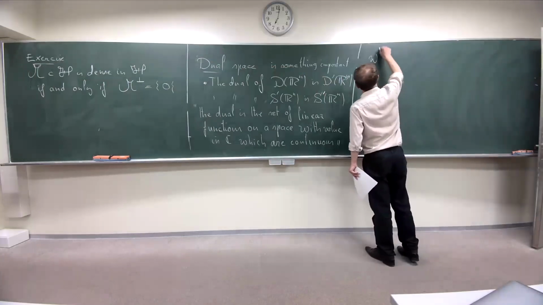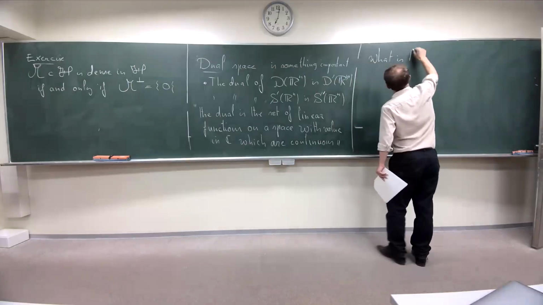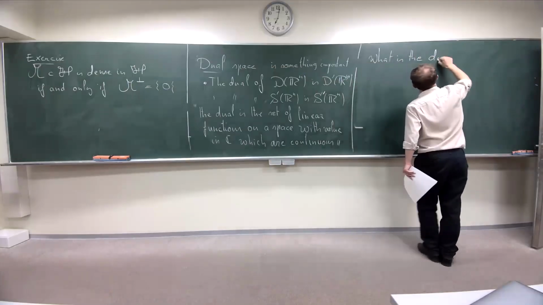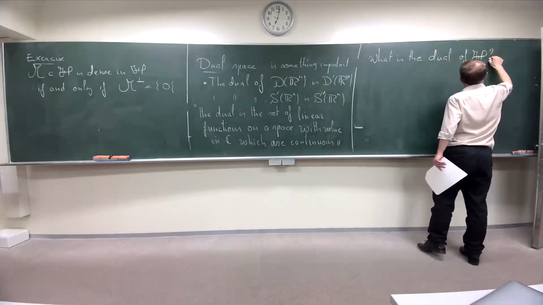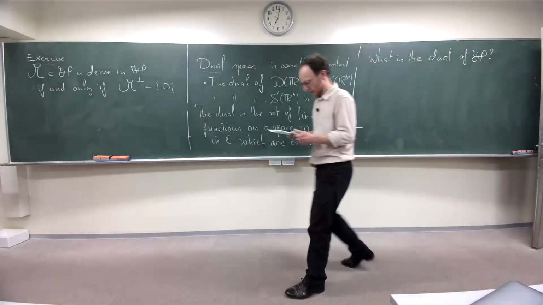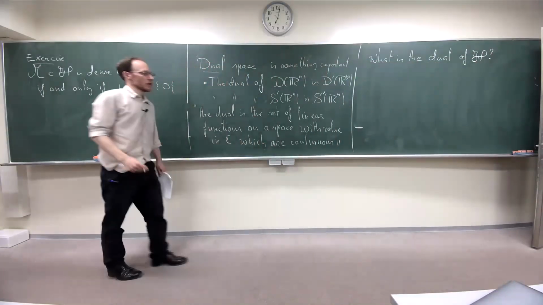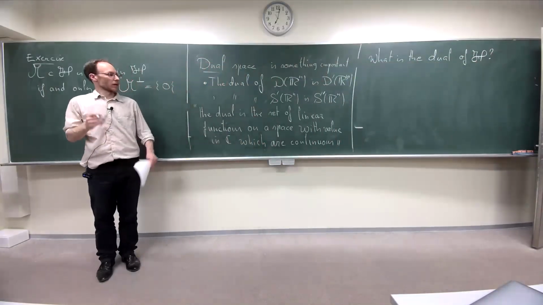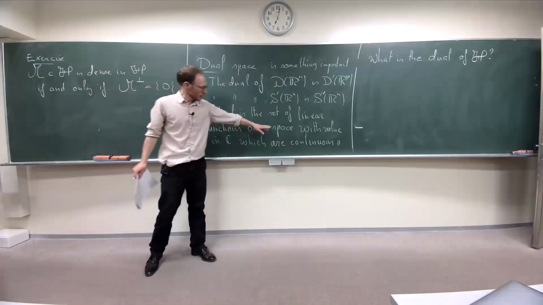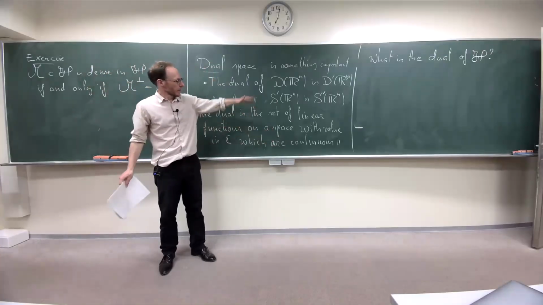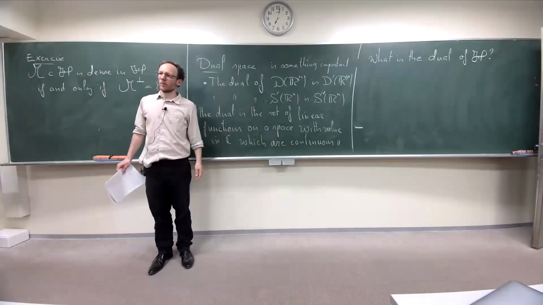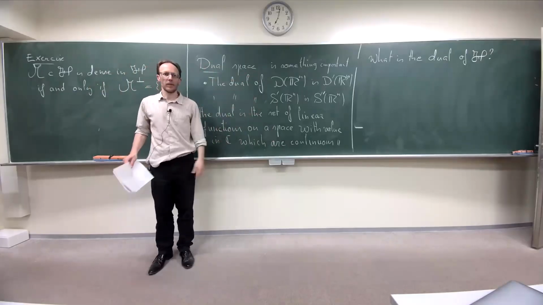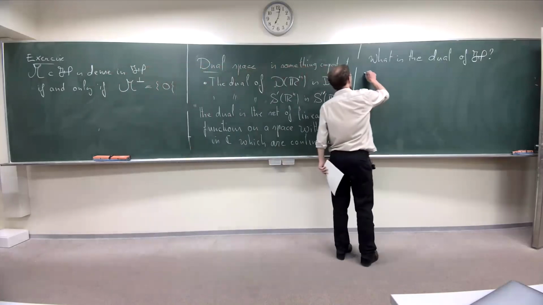So what is the dual of H? I will give the precise definition. Because H is a vector space, I can define the set of linear functions from H to C, like we did here. And we denote it by H.